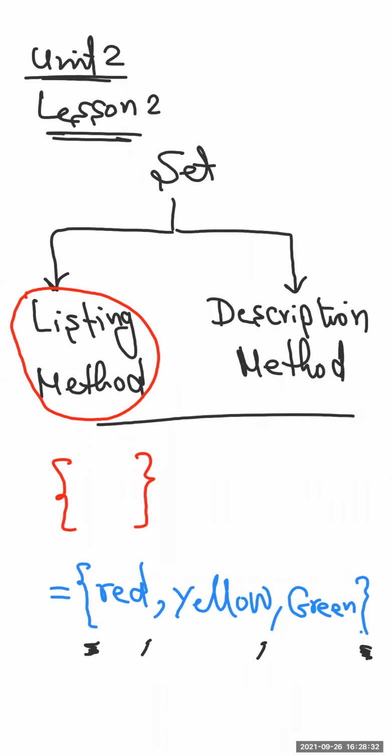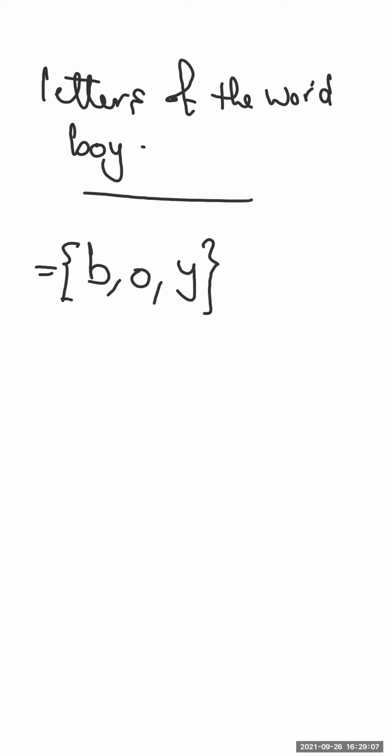Okay? One more example. If I want to write down the set of letters of the word boy, it will equal the set of, so the first letter will be letter B, comma, O, comma, Y. So between two braces, elements, and then a comma between each two elements like that. Are we clear? Yes. Okay, great.